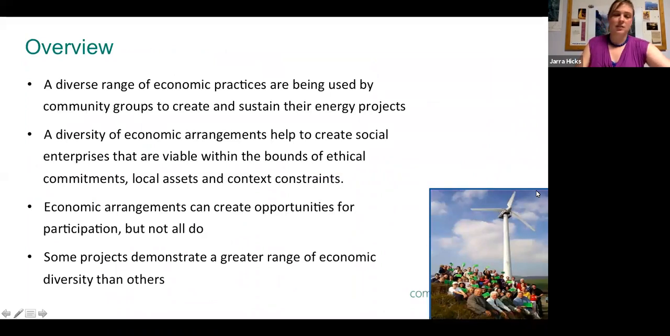Across these four projects and across all community energy projects, as I've already introduced earlier, there's a whole range of really diverse economic practices being used to make and to create and sustain their energy projects. And it's a lot of these economic arrangements that provide opportunities for participation. And some community energy projects demonstrate a greater range of economic diversity than others, and it's often from the diversity of their economic practices that enable different ways of being involved, different ways of participating.